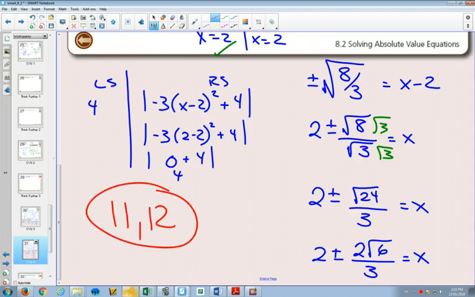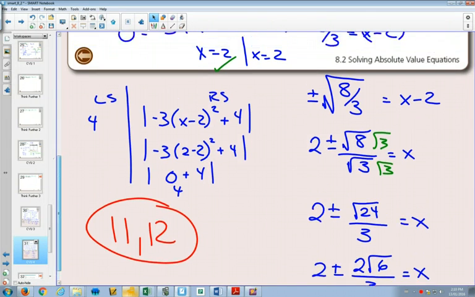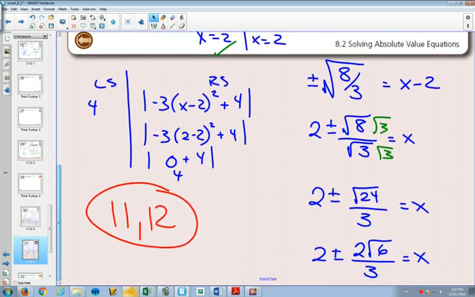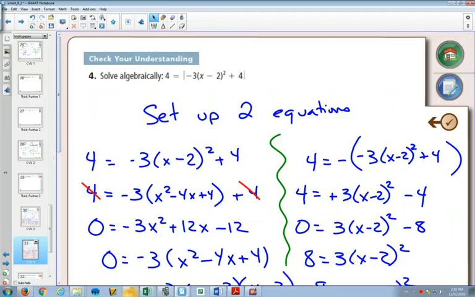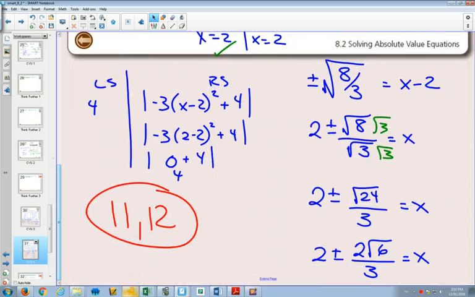11 and 12. Just as a shortcut to decide whether or not the check will work, the only time that the check doesn't work is when the side opposite the absolute value is negative. But the side opposite the absolute value is just a positive 4 here. So I already know that whatever answers we're going to get will work. Okay, so 11 and 12 are the two that you can do.